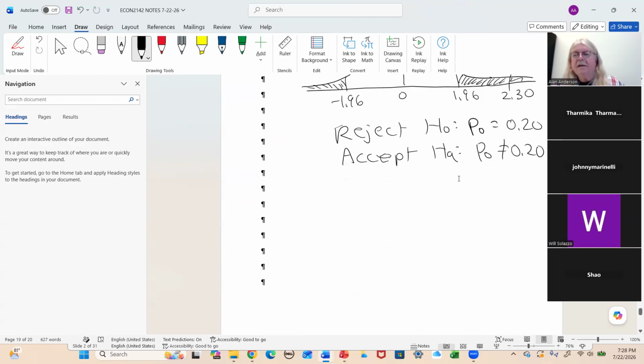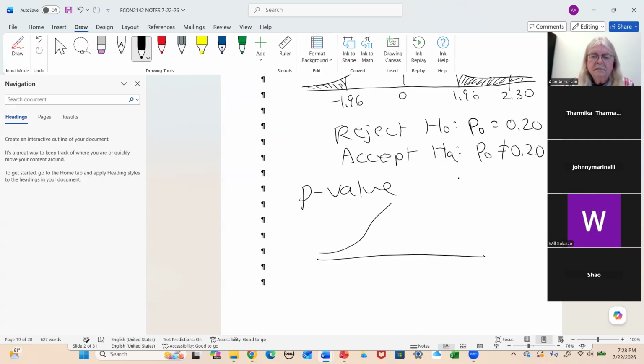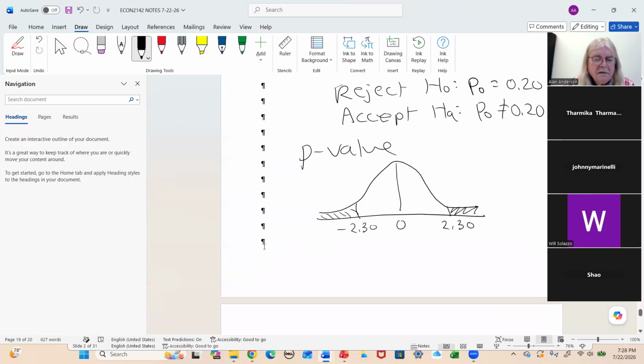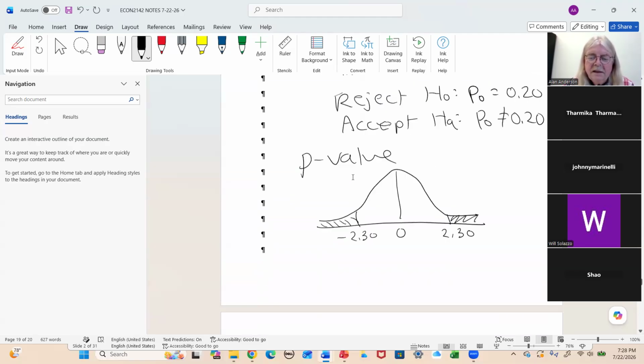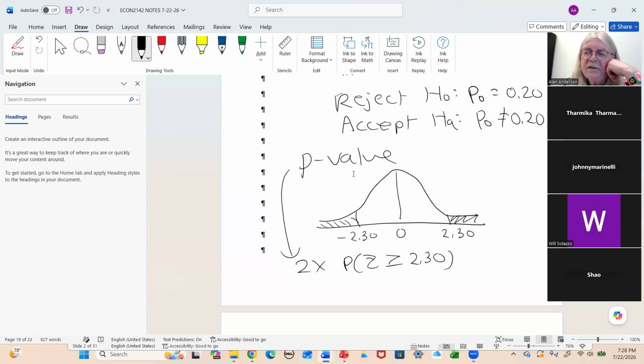Oh, of course we can find the p-value. So it was positive 2.3, but this is a two-tailed test, so we need the negative as well. And so, hold on one second. I need to give myself more room. Here we go. So we're going to do 2 times probability z is greater than or equal to 2.30 because, of course, each tail is the same area.